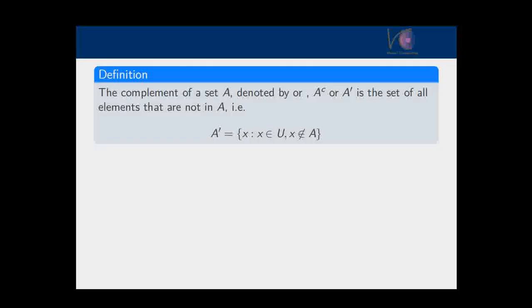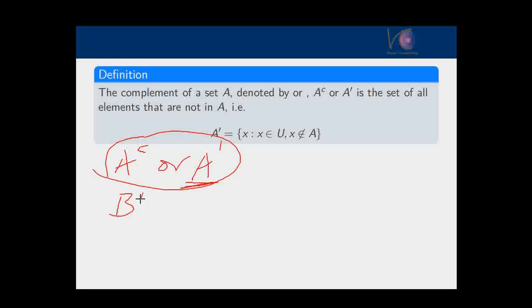And the third definition is the complement of a set A. What is a complement of a set A? And this complement is what is denoted by A to the power C or A prime. So what operation is this? This is the set of all elements that are not in A. When we say A complement, we are looking for the elements that are not in the defined set. If we say B complement, we are looking for the elements that are not in B.